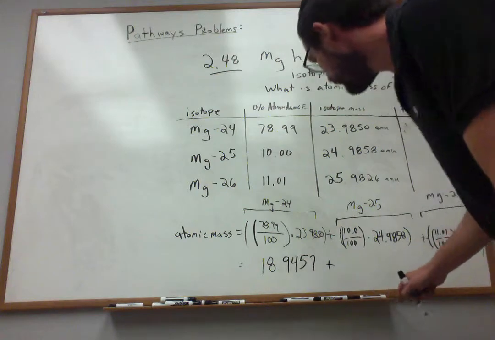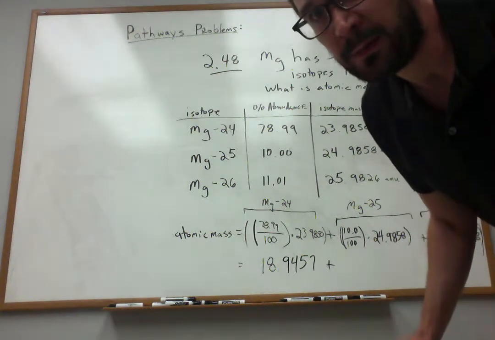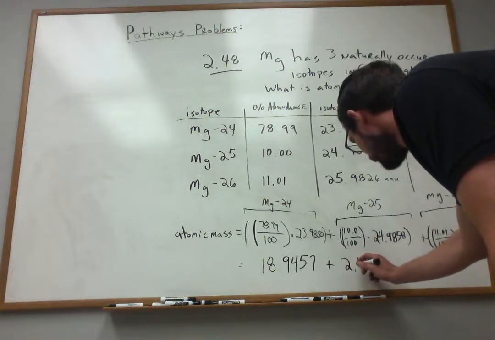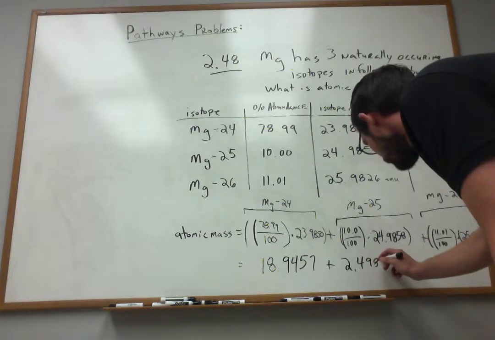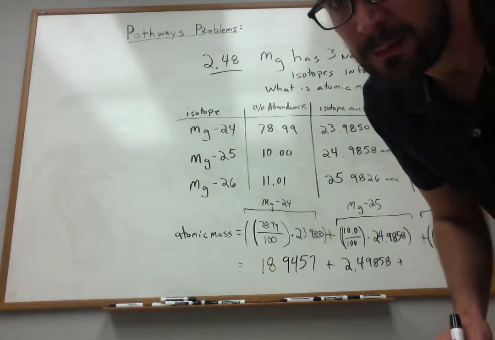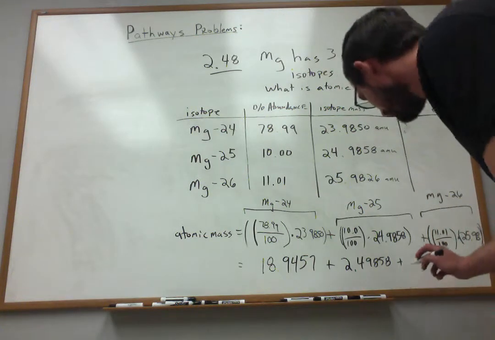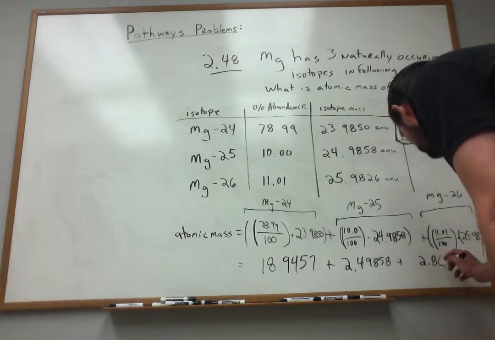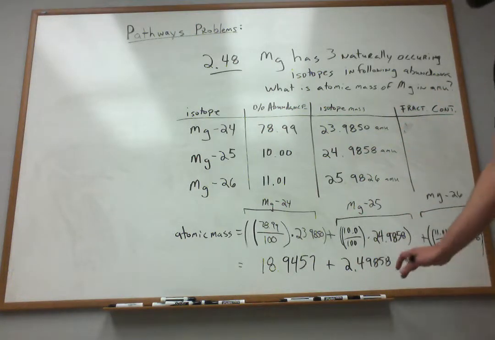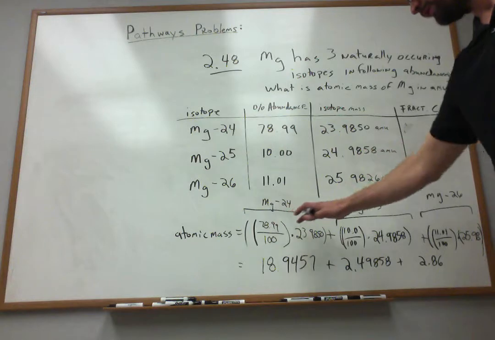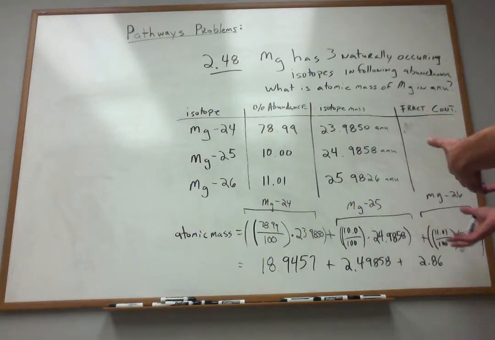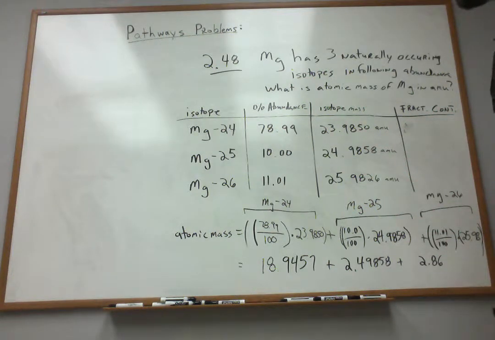Okay. And you get a result for magnesium 25's contribution to the total, which is 2.49858. And then you add that to the last one, which is 2.86. That was the heaviest and a little bit more abundant than this one, so it makes sense this number is a little bit bigger than this one. So you get these mathematical terms for magnesium 24, 25, and 26, and each of these then correspond to sort of the total from that particular isotope, if you want to think about that way on a weighted average.